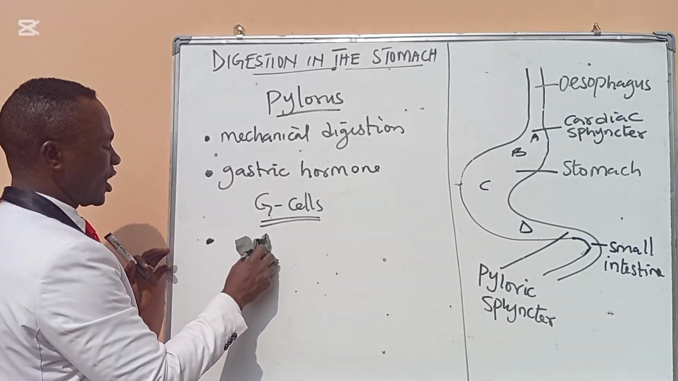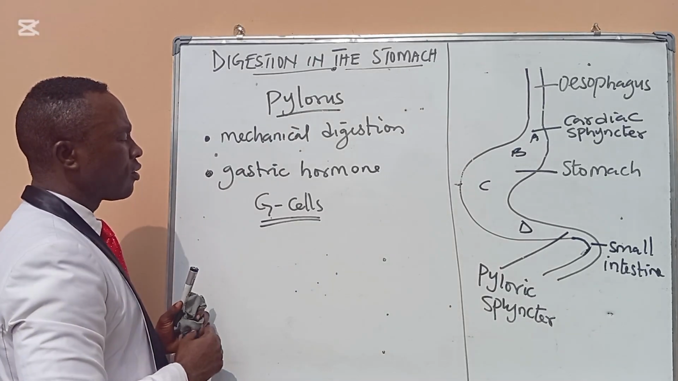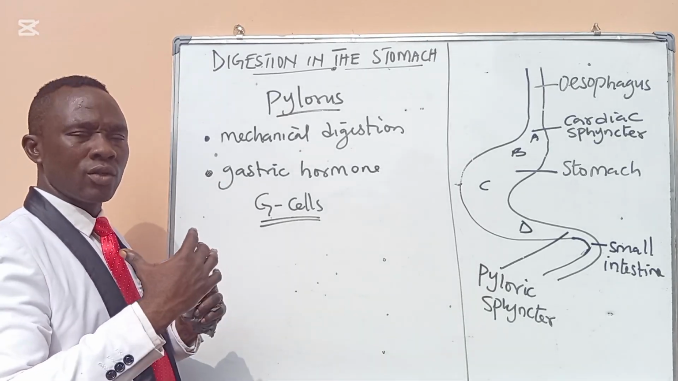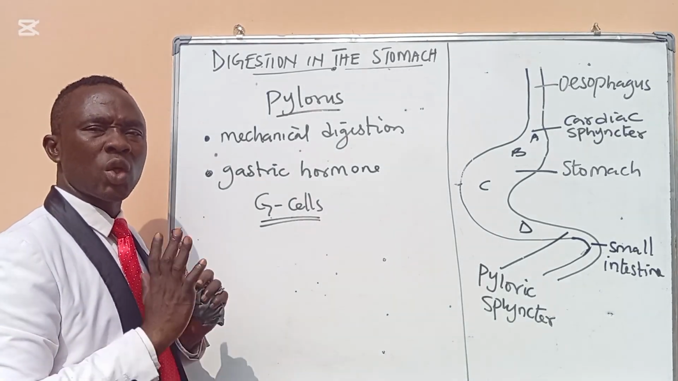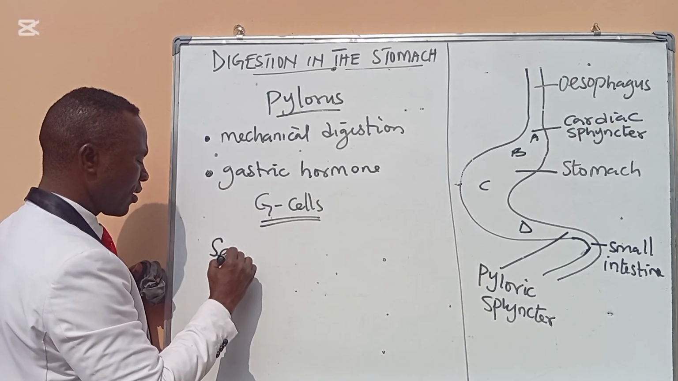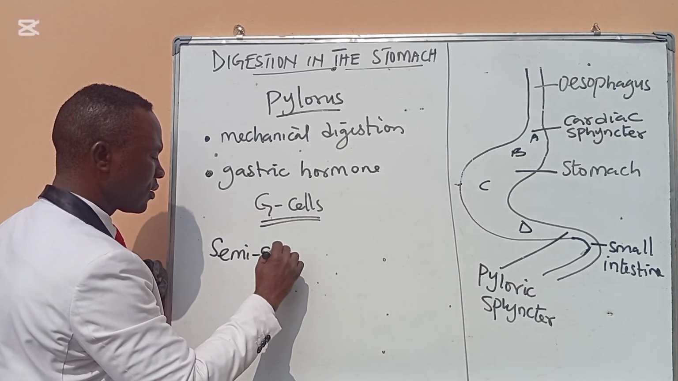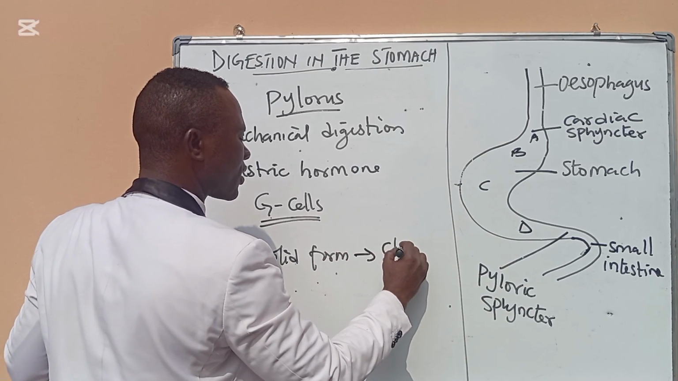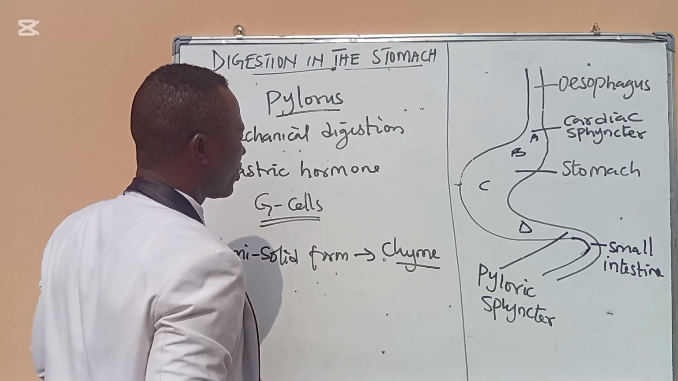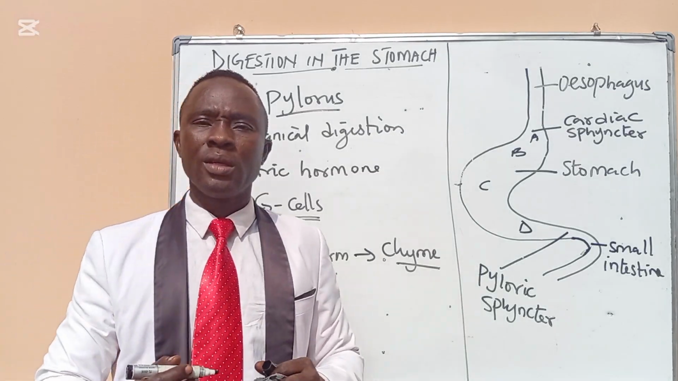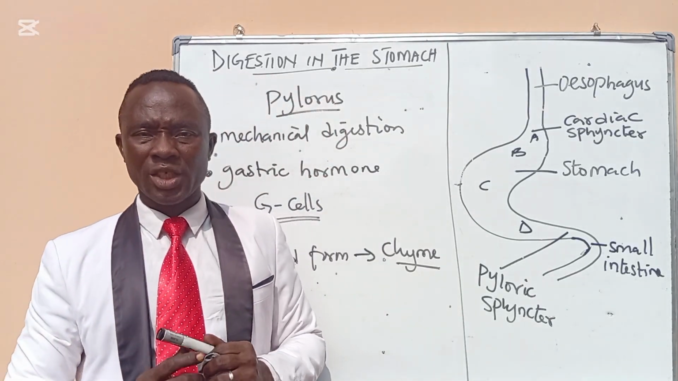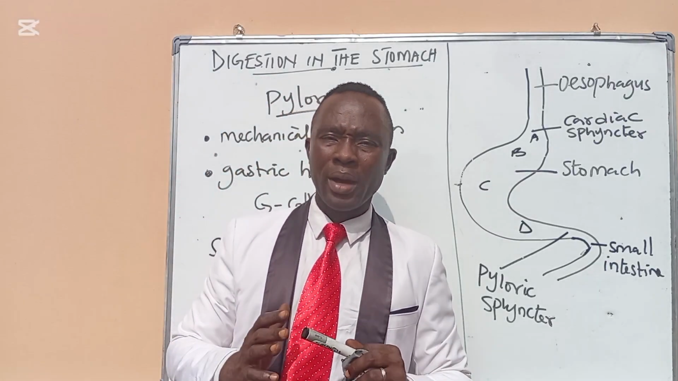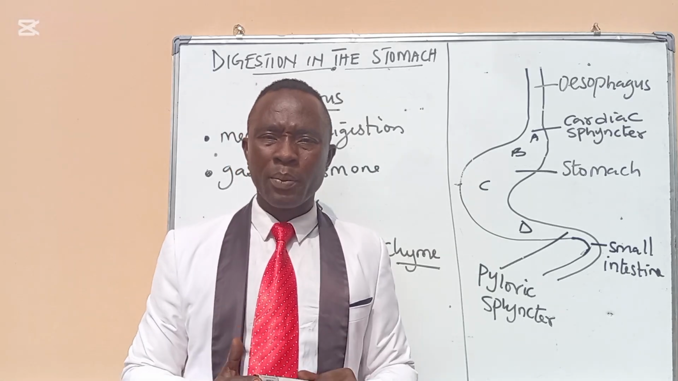Now, after digestion in the stomach, the food, which is the bolus from the mouth that enters into the stomach, is now in a semi-solid form. That semi-solid form is called the chyme. So chyme now enters into the small intestine where digestion continues. So I've been able to tell you about digestion in the stomach and what happens there.